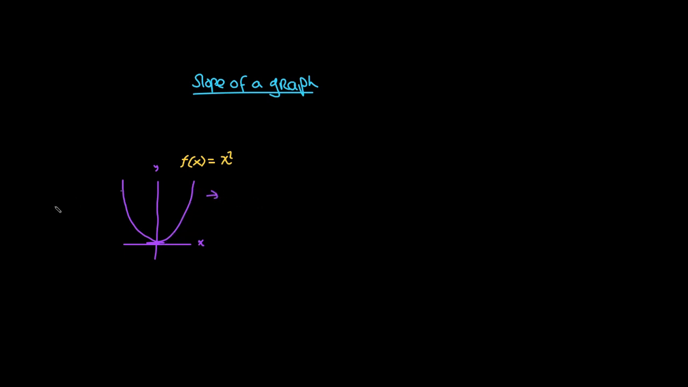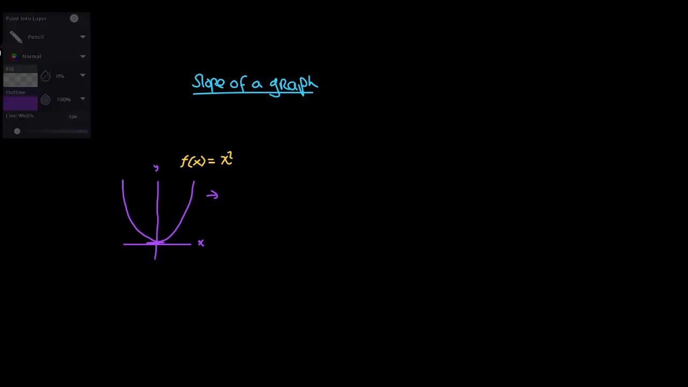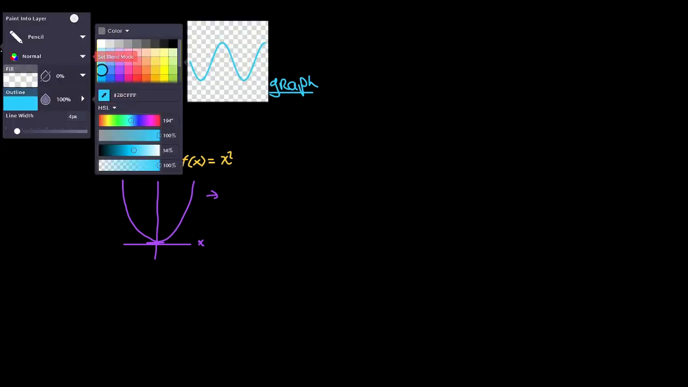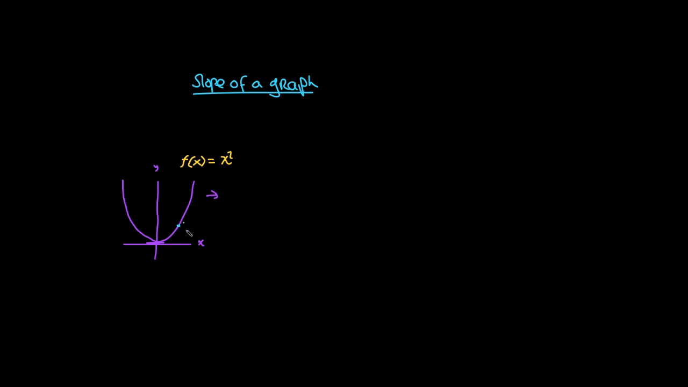Alright, so what we're going to do is look at a certain point on this graph. Let's call it point P right here, with an x-coordinate of 2, and then obviously the corresponding y-coordinate will be 2 squared. That's going to be 4. So we're going to look at the slope of f(x) at the point P. So how are we going to do that?